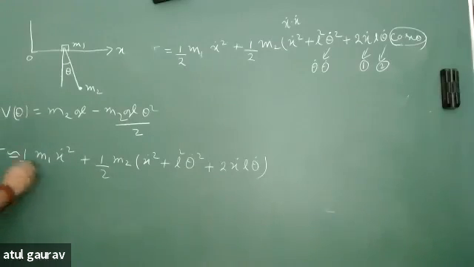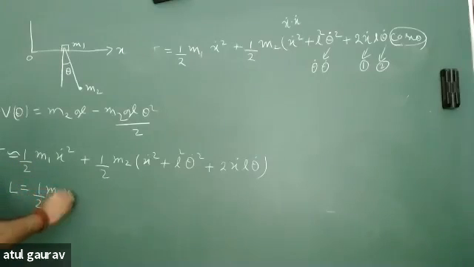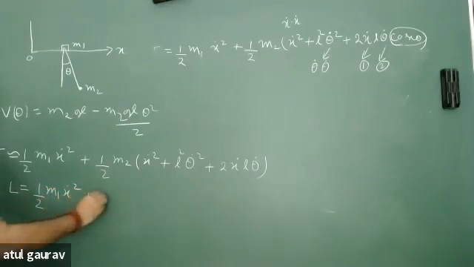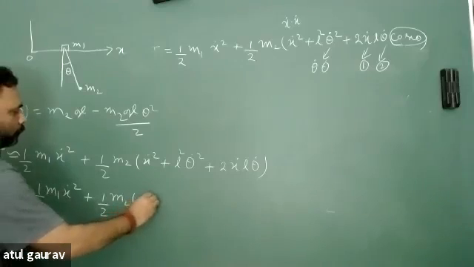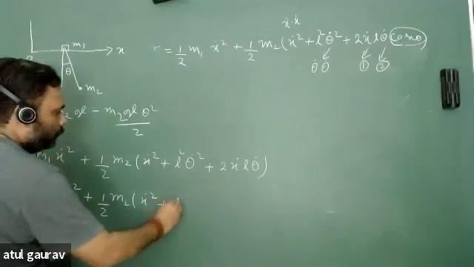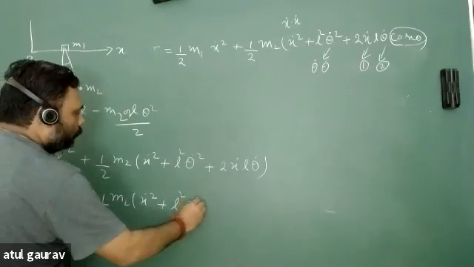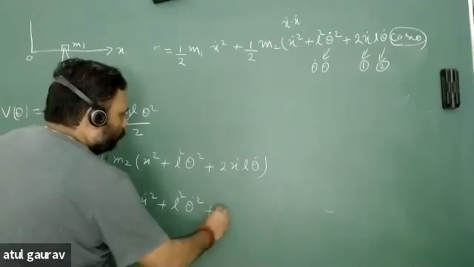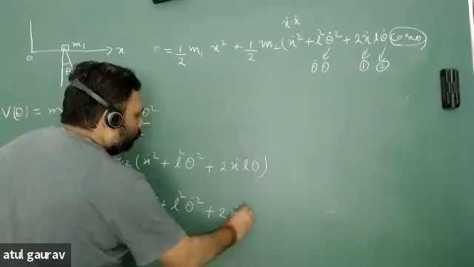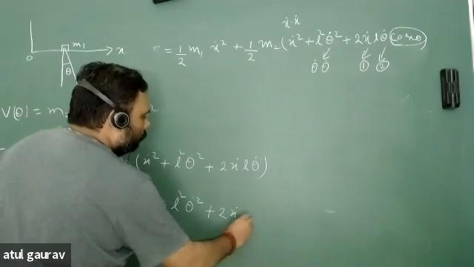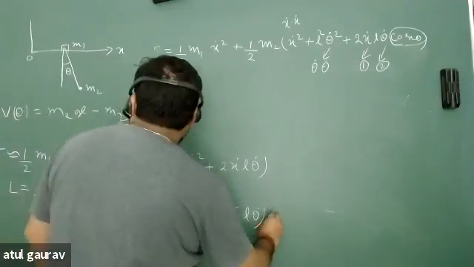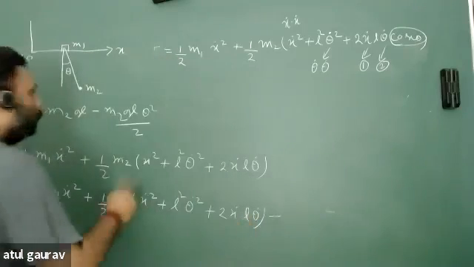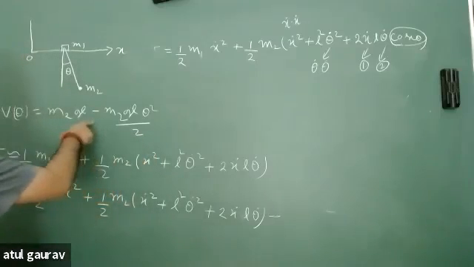This is all about T minus V. So this will be half M1 x dot square plus half M2 x dot square plus L square theta dot square plus 2 x dot L theta dot. There will be a plus sign here.